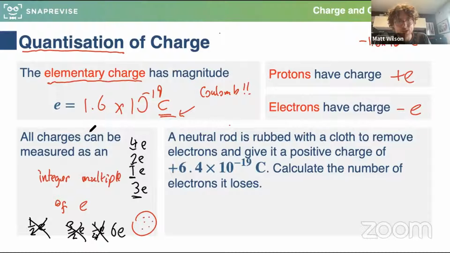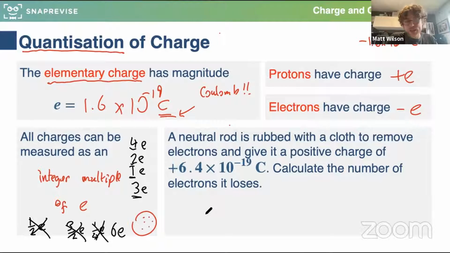Okay, so we've got a question here. A neutral rod is rubbed with a cloth to remove electrons and give it a positive charge of 6.4 times 10 to minus 19 coulombs. Calculate the number of electrons it loses. Okay, good. Any ideas? What can we say here?